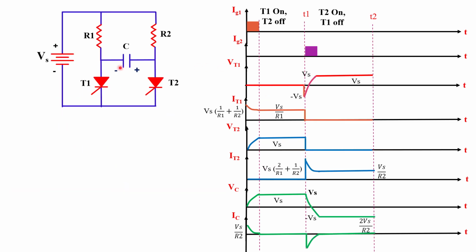Now what about mode 2? Mode 2 starts from time instant T1. At the T1 time instant, here we see the capacitor is charged with plus Vs voltage.